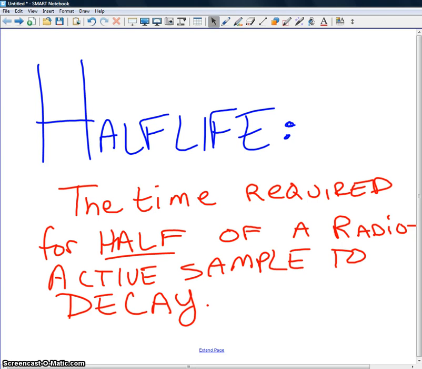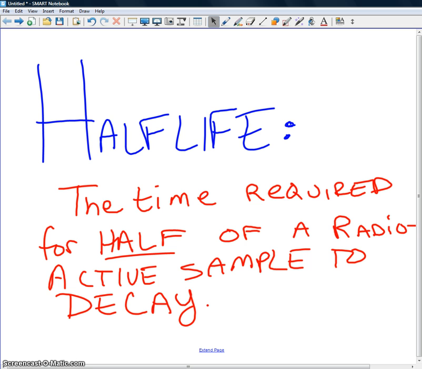Alright, today we're going to look at how to do some problems involving half-life. These are pretty easy if you understand what's going on, pretty hard if you don't. It's like a lot of things. So, first start out with the definition. The half-life is the time required for half of a radioactive sample to decay.